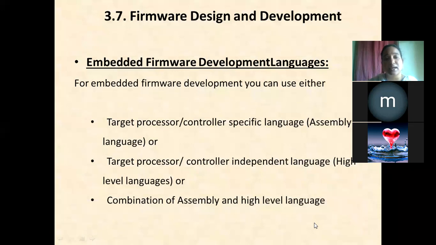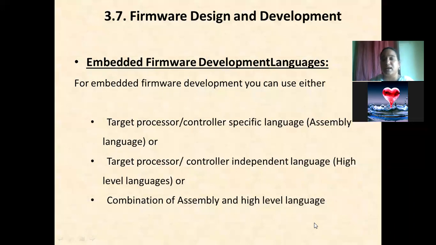The first is target processor or target controller specific language, also called assembly level language. The second is target processor or controller independent language, also called high level language. And the third category is a combination of both assembly level language and high level language. Tell me, what are the three types of languages used to develop embedded firmware?